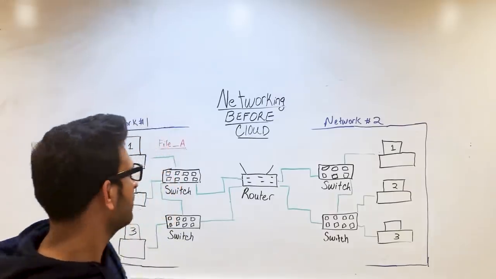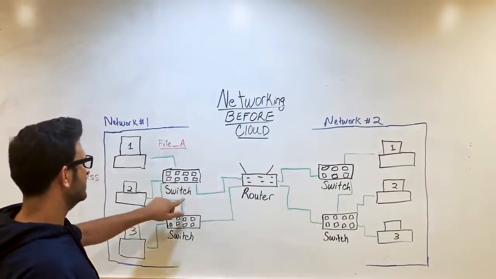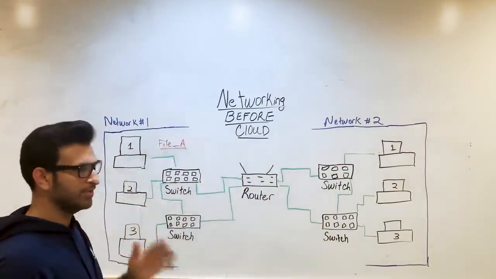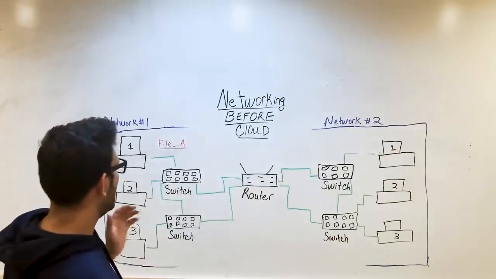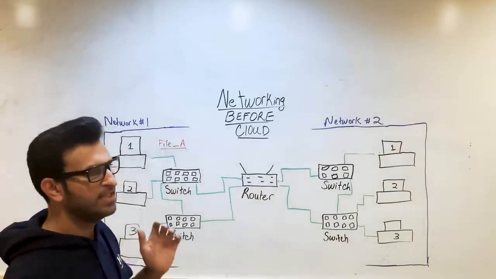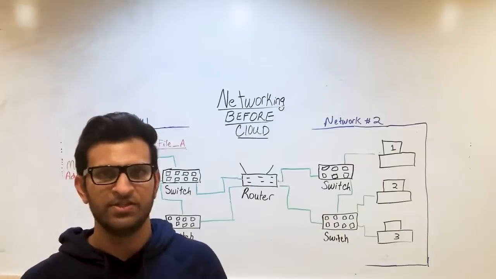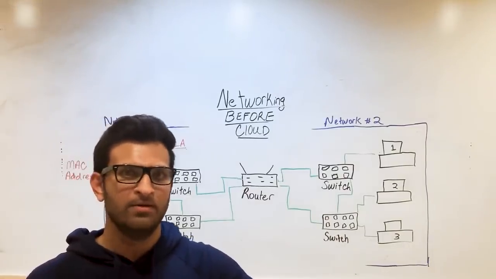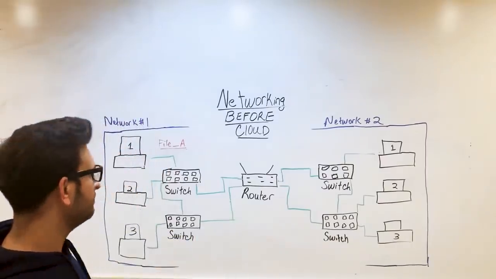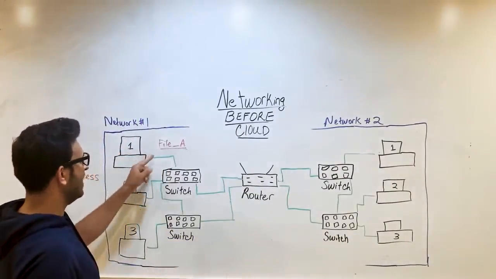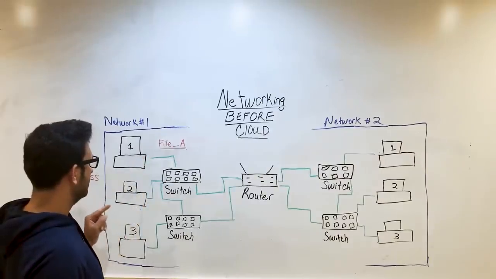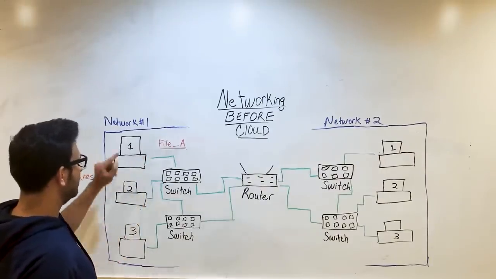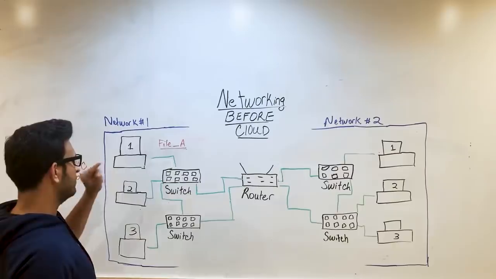So remember, switches are like bouncers. So they check to see if these files that you're sending should stay or be sent in a different direction, right? So let's say I want to send file A to computer 3 from computer 1, right?